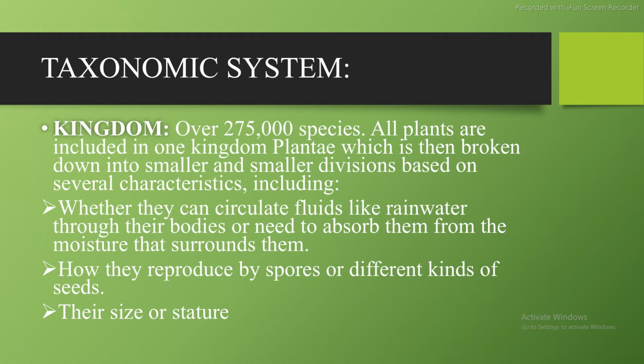First of all, I am going to describe the kingdom. Kingdom includes over 2,75,000 species. All the plants are included in one kingdom called Plantae, which is then broken down into smaller and smaller divisions based upon several characteristics, including whether they can circulate fluids like rainwater throughout their bodies or need to absorb them from the moisture that surrounds them. Second, how they reproduce, by spores or different kinds of seeds. Third, their size or stature. Stature includes their natural height.